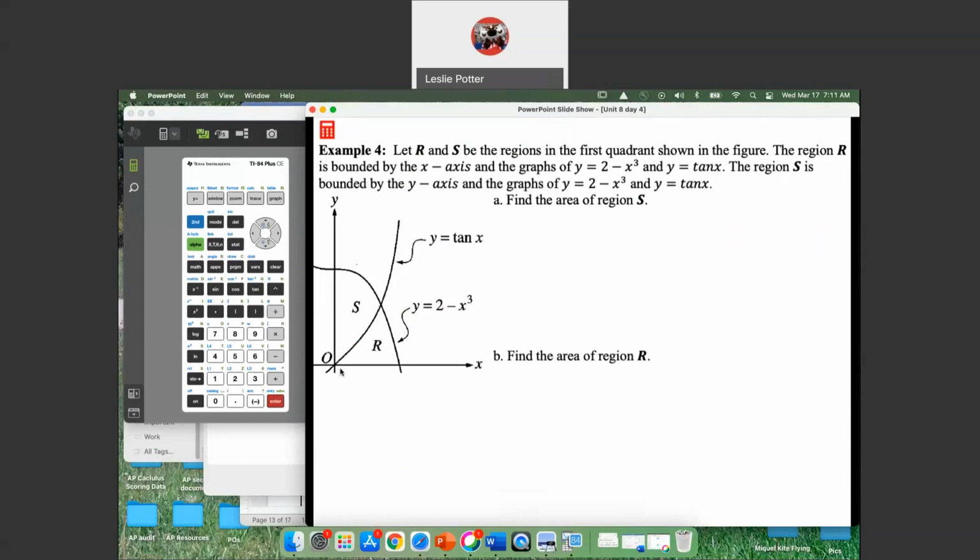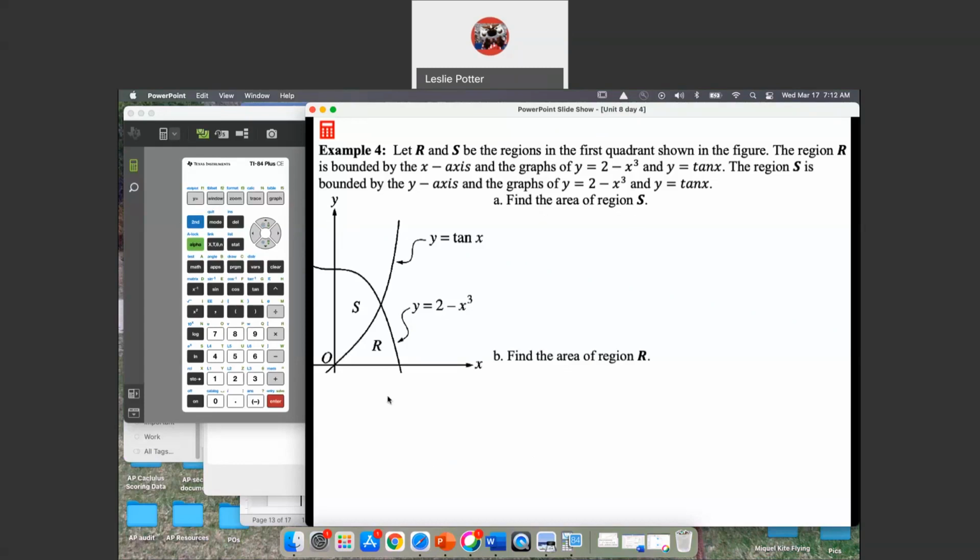So we have regions R and S in the first quadrant, and region R is bounded by the x-axis and the graph of 2 minus x cubed and tan x. They've identified them for you. Here's 2 minus x cubed, excuse me, I said that wrong, and tan x. Region S is bounded by the y-axis and the graphs of 2 minus x cubed and tan x. It says find the area of region S and find the area of region R.